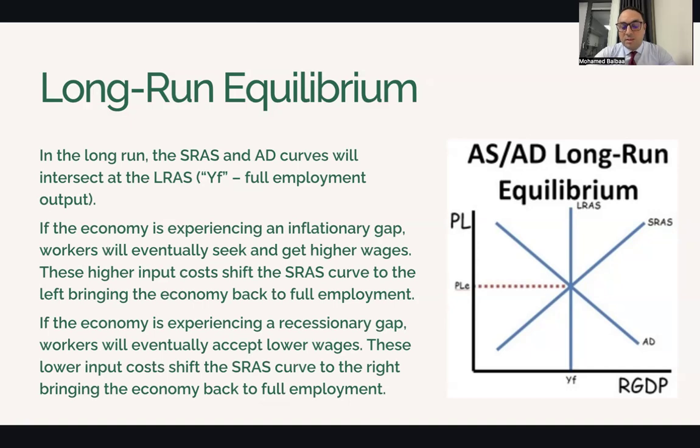And if the economy is experiencing a recessionary gap, workers will eventually accept lower wages because we are now in recession, so people are losing their jobs and will accept any low wage. This lower input cost shifts the short-run aggregate supply to the right, which brings the economy back to full employment.